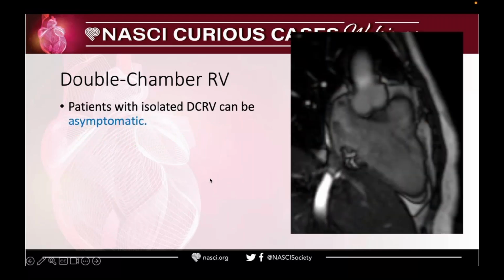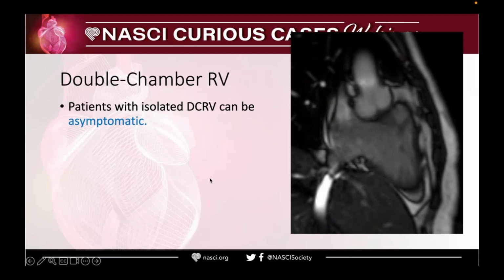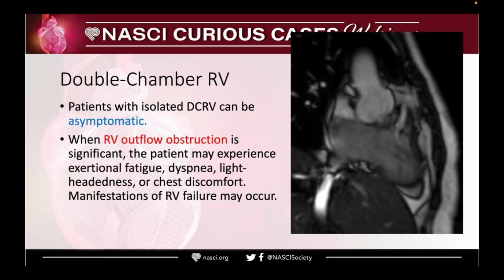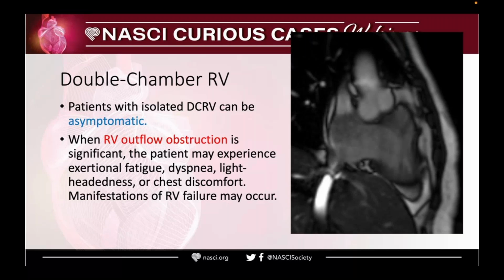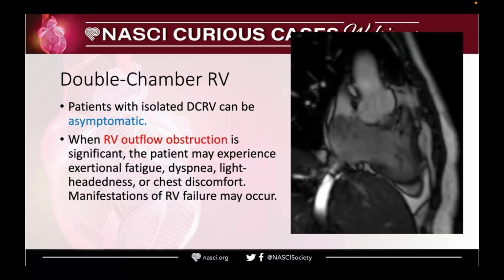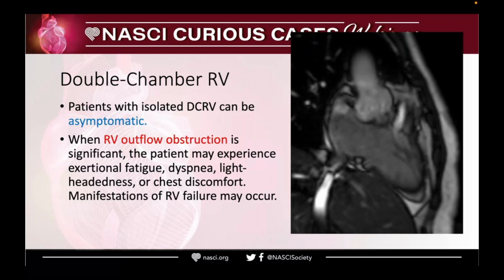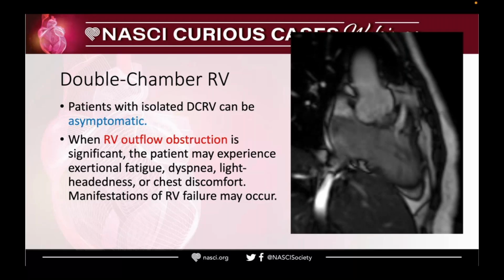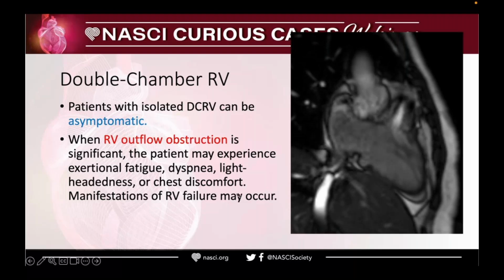Patients are usually asymptomatic, and when the right ventricular outflow obstruction is significant, like in this patient, because she is pregnant, she has some higher RV load, she starts to become symptomatic with dyspnea, and the symptoms may vary but can be as severe as RV failure.